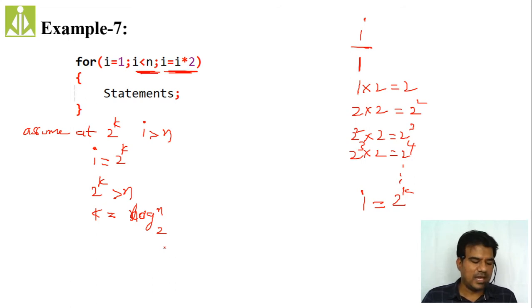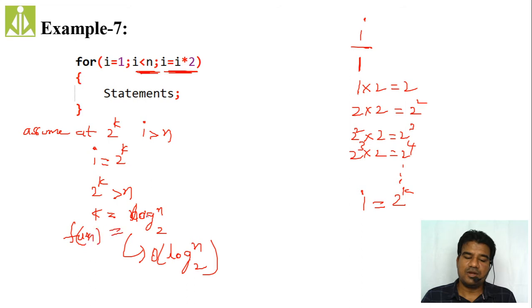So in this way, we are getting an order of log n to the base 2. What is my function, or what is my order over here? This is my function: f of n equals log n to the base 2. But when I'm writing the order, it is order log n to the base 2. So we got different sets of functions with this analysis.